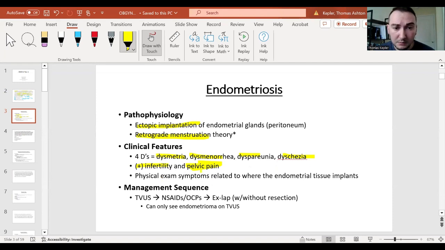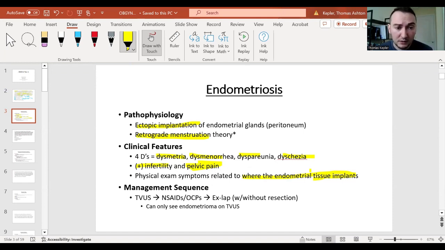Physical exam symptoms are going to be related to where the endometrial tissue implants, right? If the endometrial tissue implants into the rectovaginal area, then you're going to have pain of defecation. If it implants into the uterosacral ligaments, then you're going to have cervical motion tenderness.